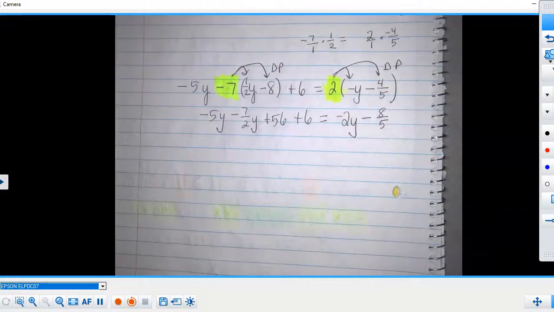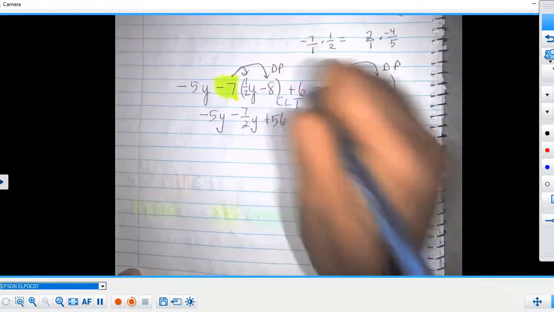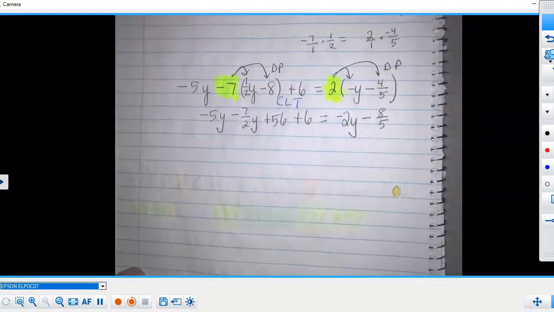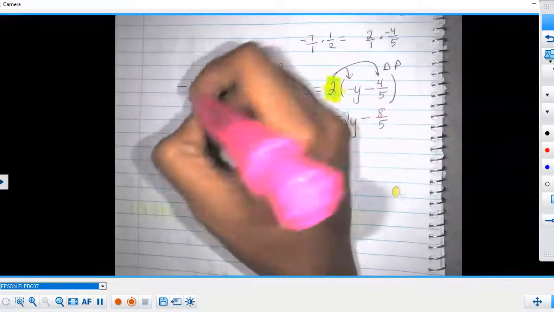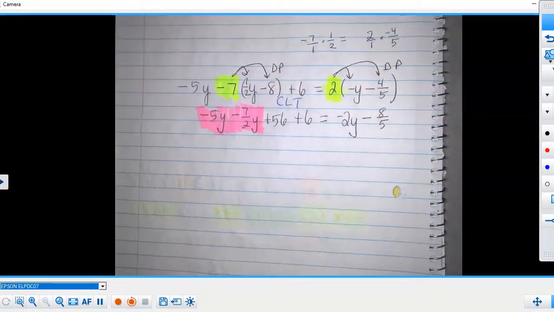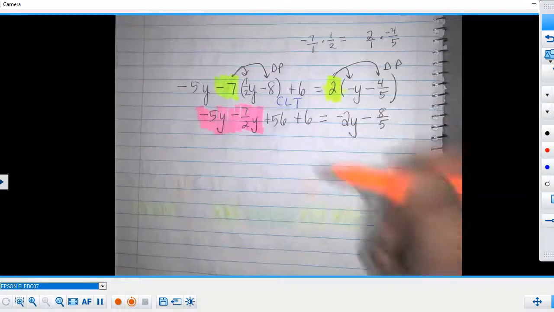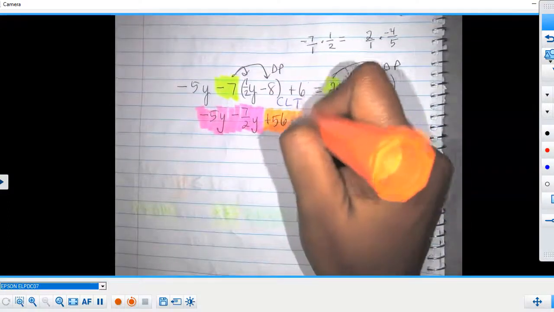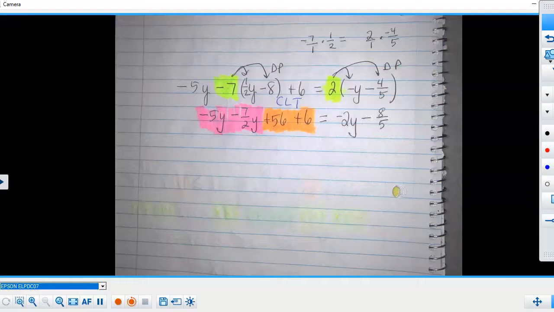Okay, now that we're done with the distributive property, we're back to CLT. Yes, there are fractions. I'm thinking about Taylor while I'm doing this problem. Miss Taylor. So in this case, I am going to highlight my like terms. So there's my y's. And then my other like terms are the 56 and 6. Again, we're combining like terms. Watch your signs, rule of integers.